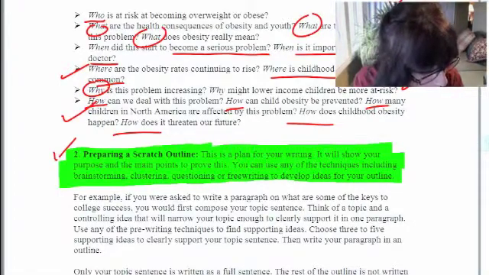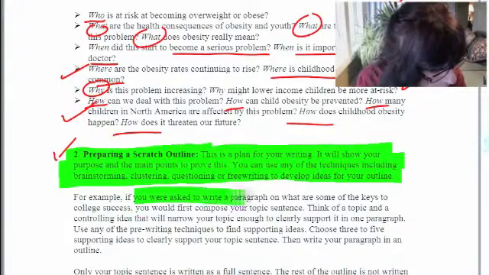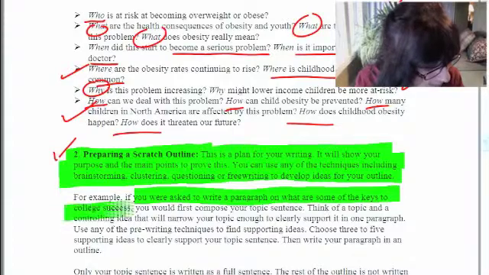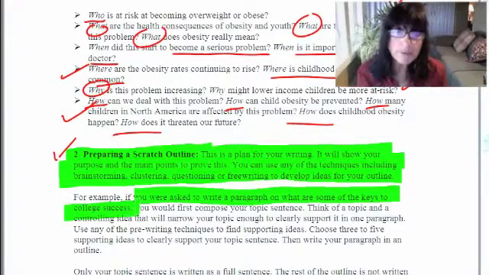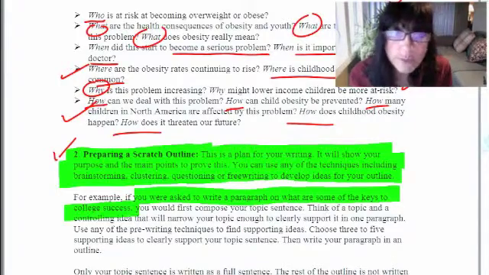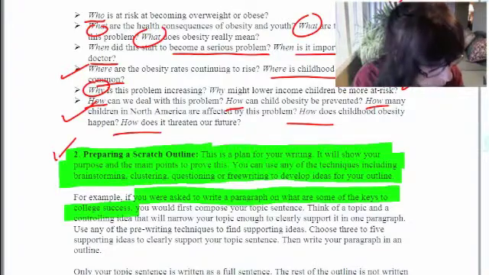Now, for example, if you were asked to write a paragraph on what are some of the keys to college success, you would think about the topic, do some brainstorming, and then you could come up with some kind of an outline that would show you what you're going to be discussing in your essay. So you're going to take those ideas and turn them into an outline.